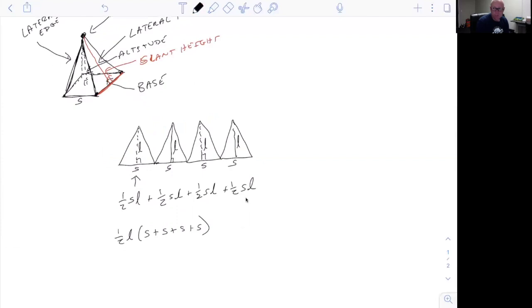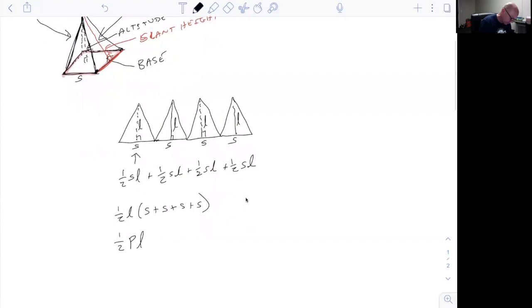Well, what's another way of saying the four sides? Look at our original figure. Four sides. What is that? It's the perimeter of the base, right? So in essence, to find the lateral area of a pyramid, I'm going to take half the perimeter and multiply it by the slant height.